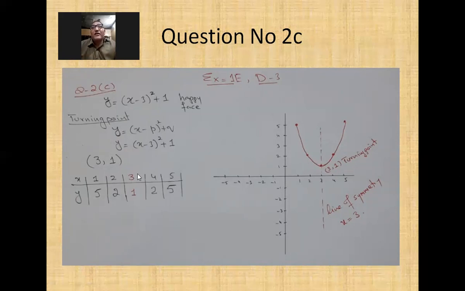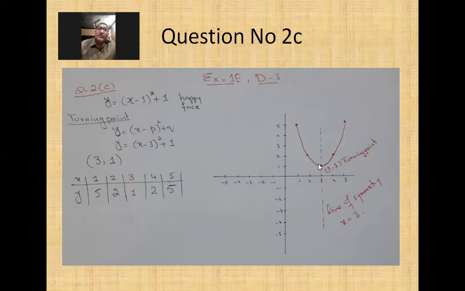So I draw a grid here. First of all, I plot (3, 1), that's the turning point, and (2, 2), this is the point, (1, 5), this is the point, (4, 2), this is the point, and (5, 5), this is the point. Then I join them with a smooth curve. So you got your parabola. You can see it's a happy face. It's turning at (3, 1).